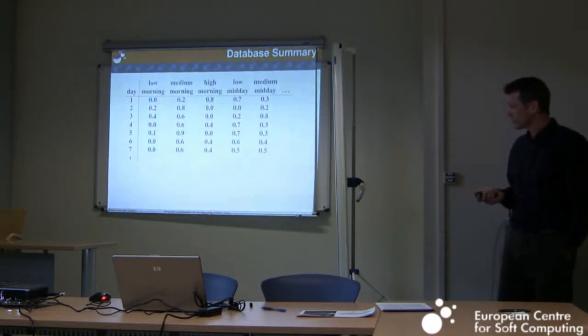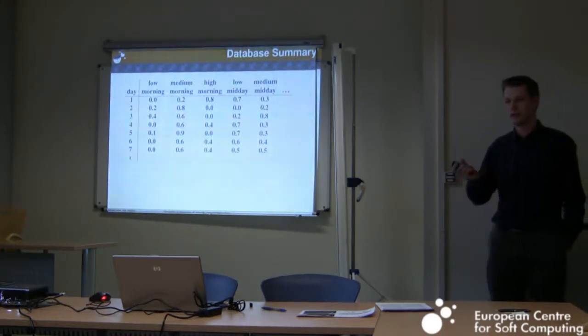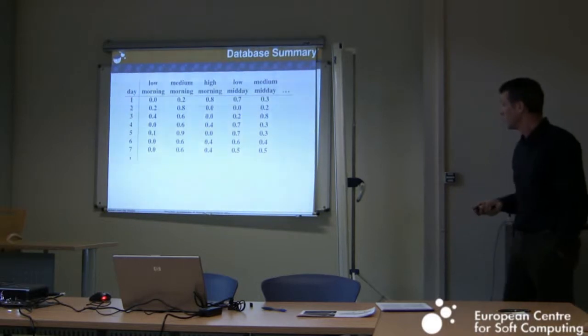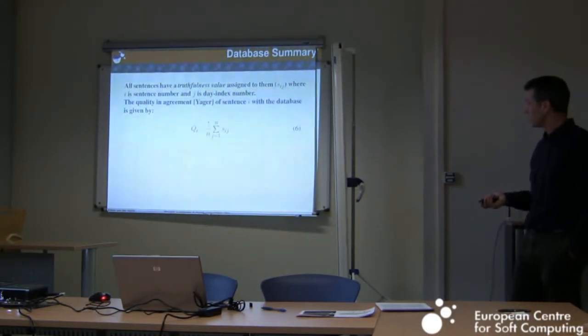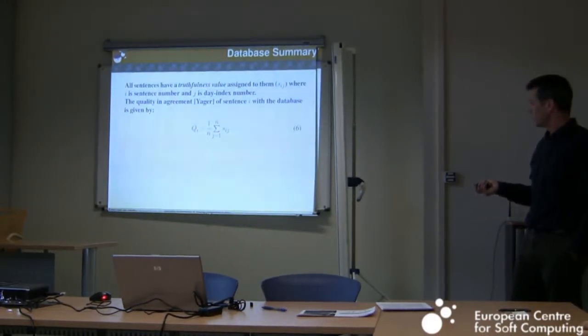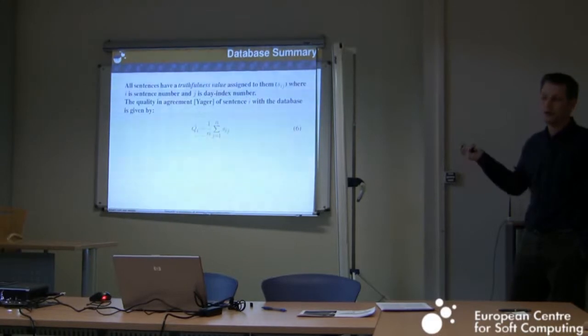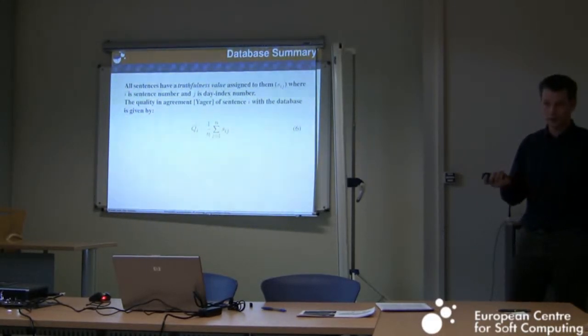This is what Jaeger calls the quality in agreement. The quality in agreement of this sentence in this database of sentences. And that's exactly what this formula expresses. The quality in agreement is the average of all these values in the table. Is this also clear?